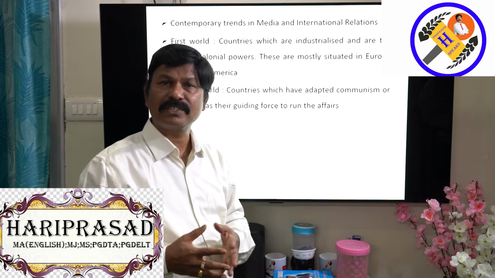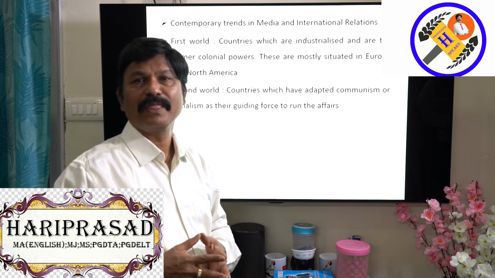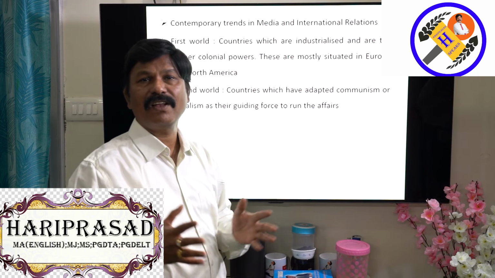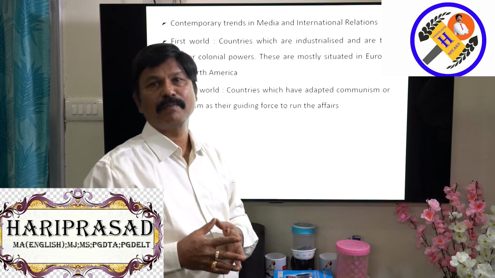Let us see the second world. Countries which have adopted communism or socialism as their guiding force to run the affairs of the country. So communist countries and socialist countries are called the second world countries. Russia, Azerbaijan, these are all socialist countries, the second world countries.